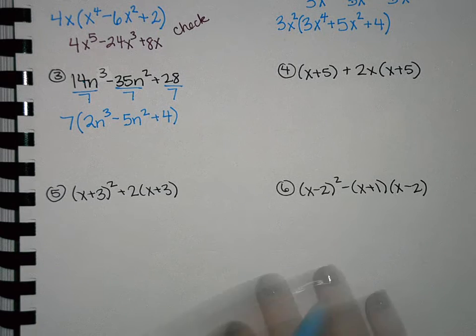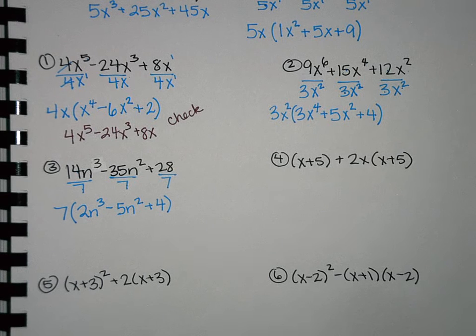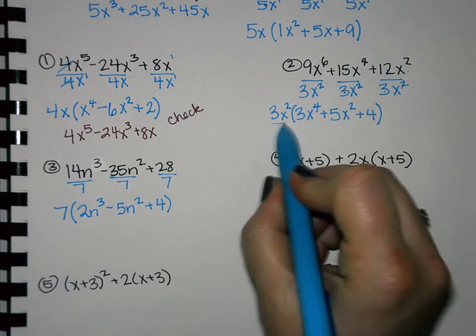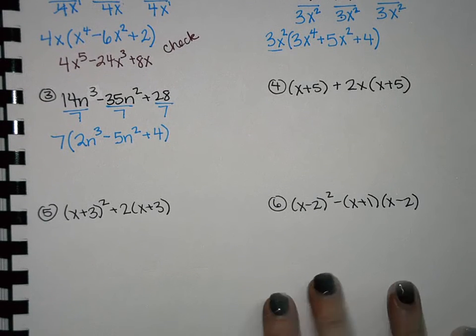Okay, so the first 3 here were all about factoring out a monomial because what we took out was just a one term, a monomial. Any questions on factoring out a monomial? Because we're going to switch it up to go to binomials, factoring out a binomial next.